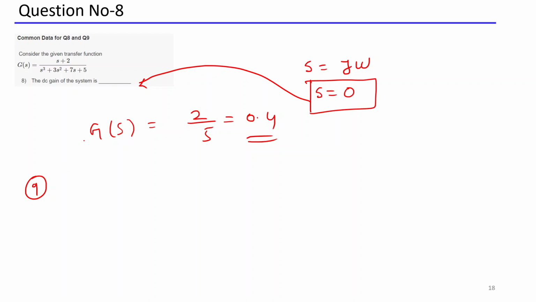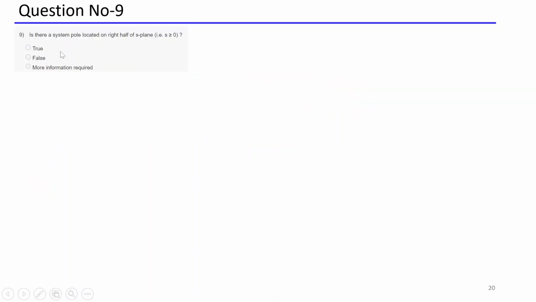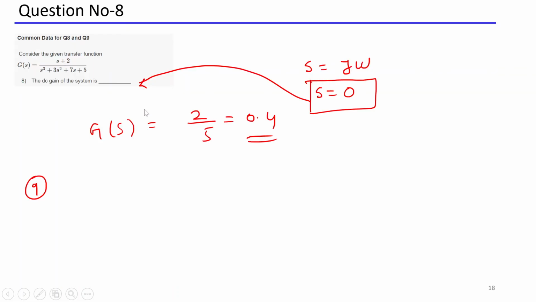This is an open loop transfer function, and the DC gain of the system, always remember, is very important. You need to find the DC gain for the open loop transfer function. But this question asks whether a system pole is located on the right half plane or not. System pole means you need to find the closed loop transfer function. That's the critical point here.